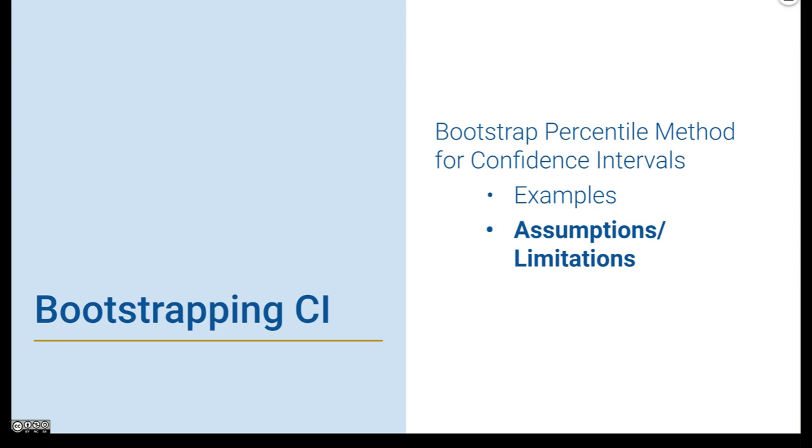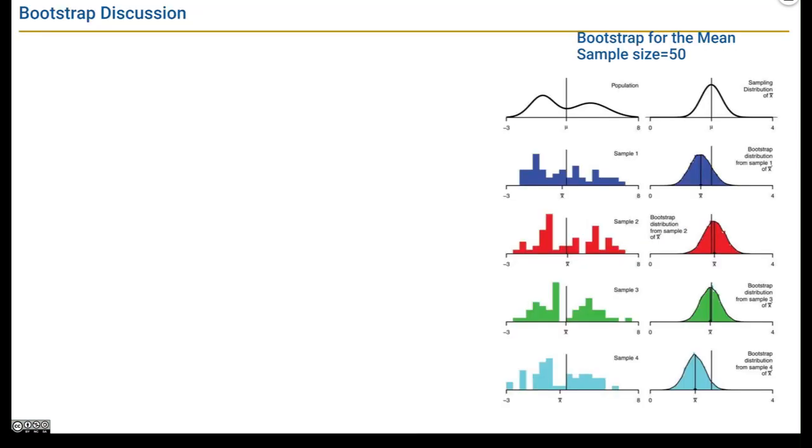Using the bootstrapping percentile method we've shown so far does come with some assumptions and does have some limitations. So first, here's a visual on the right, imagining that you have some population distribution here, which has some sampling distribution for a statistic. This is the sampling distribution of the sample mean for this particular distribution.